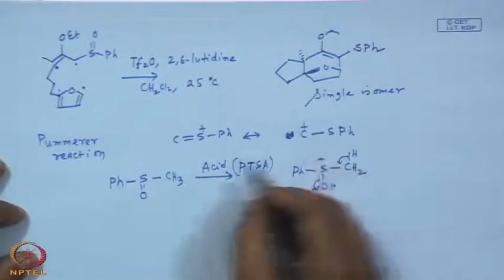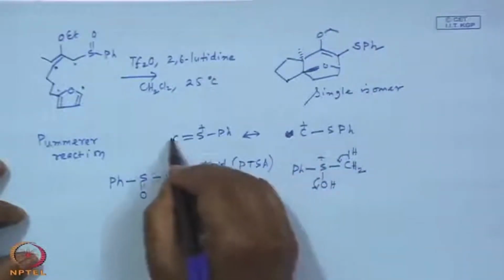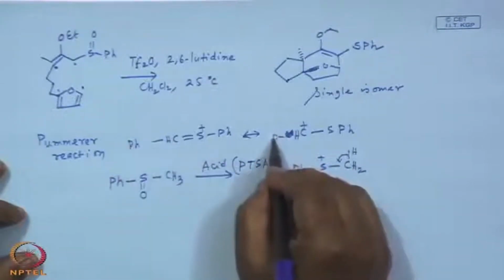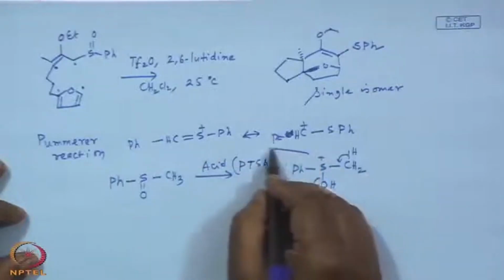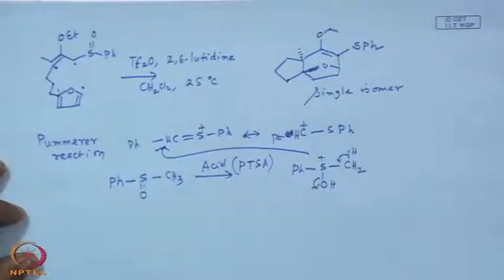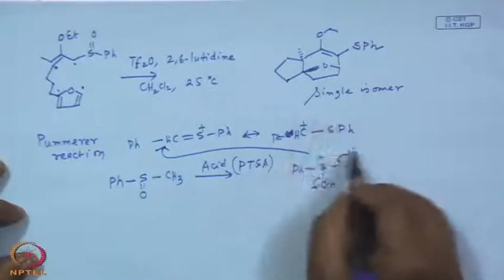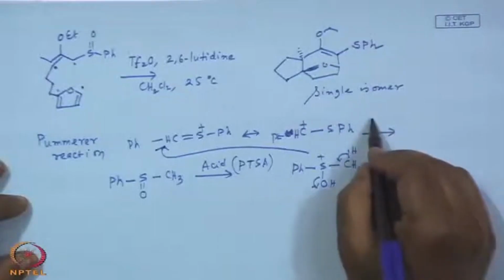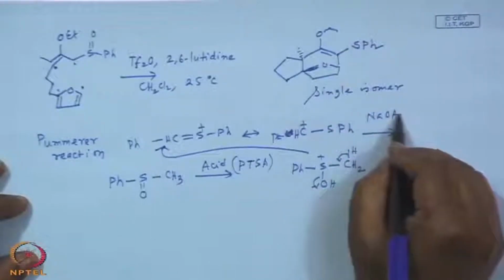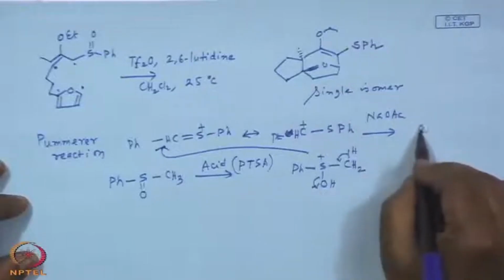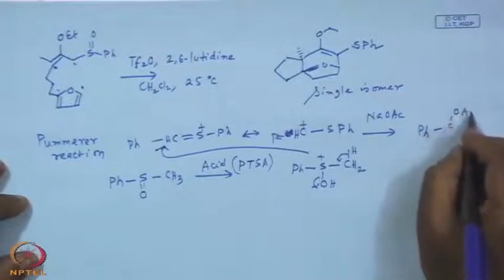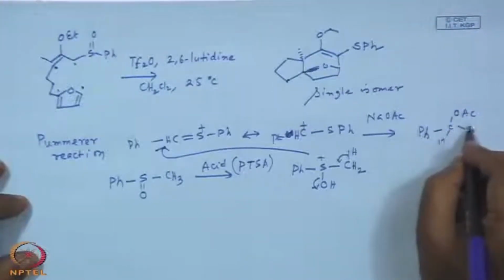So, if you lose water, what will you find? This should be CH, as in the previous example, with SPh here. If you lose water, it eventually forms a sulfonium ion kind of species. And then, of course, if you have a nucleophile in the system, for example sodium acetate, what do you expect? You will expect SPh, then C, and hydrogen here, S and SPh.